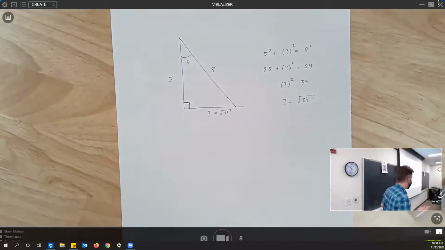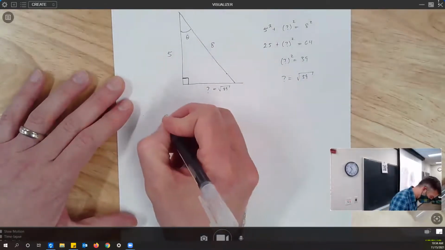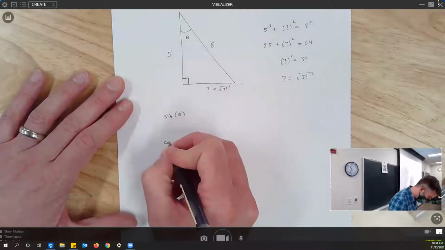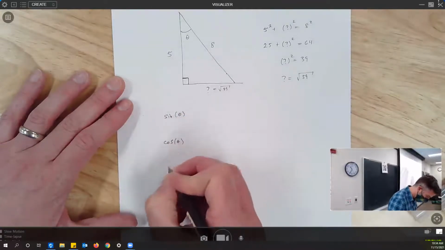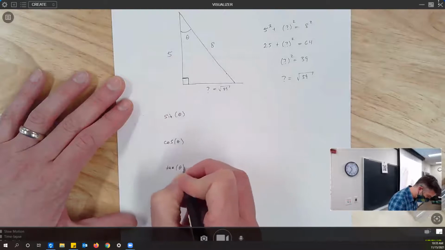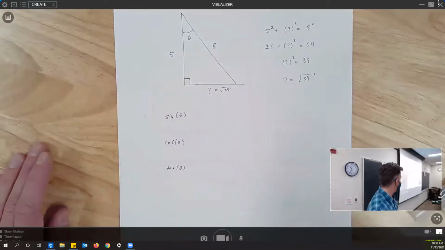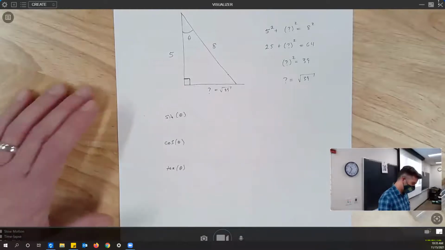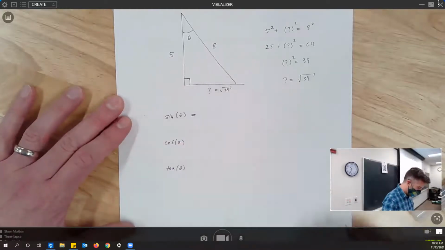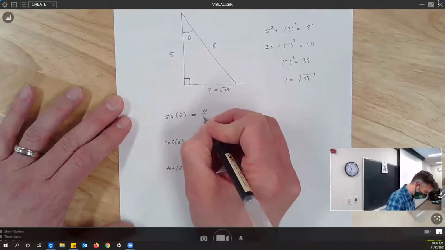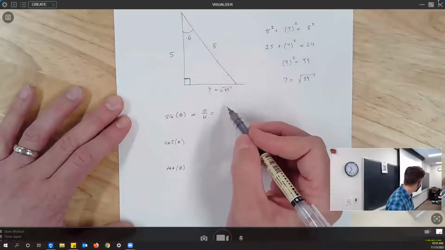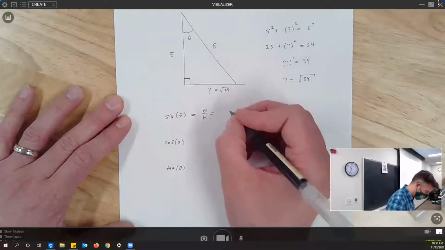And now we can go about finding sine, cosine, and tangent, and the other three. But I'm going to start with sine. I really should say sine of theta, cosine of theta, tangent of theta, because there always has to be an angle that you're taking sine or cosine or tangent of. So sine of theta, opposite over hypotenuse. The opposite of theta is the square root of 39. Hypotenuse is 8.